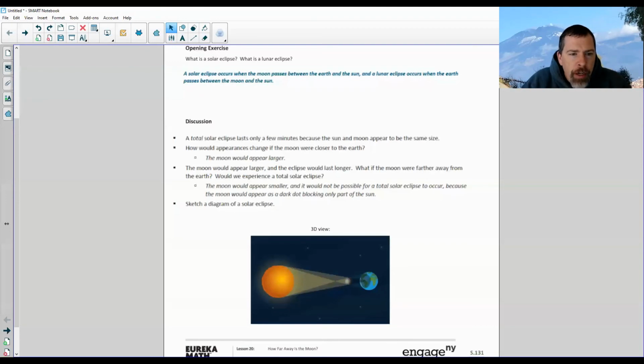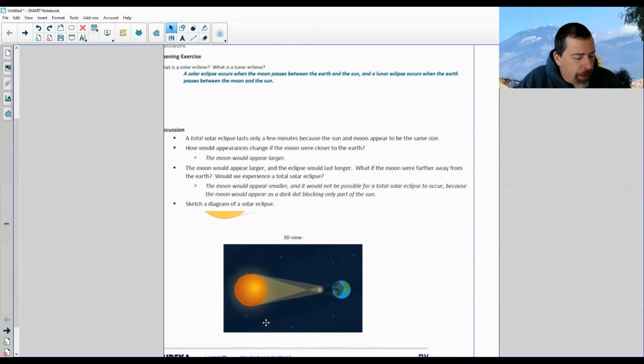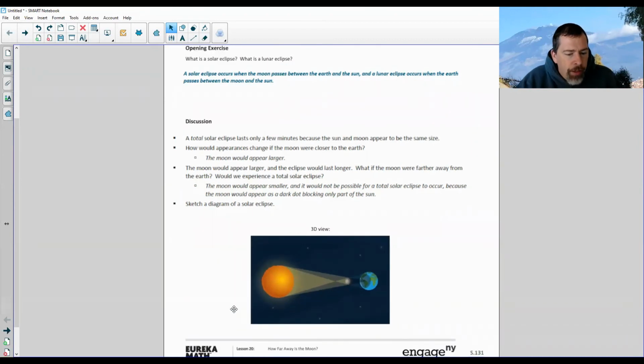Okay, so here's what we're going to talk about. A total solar eclipse lasts only a few minutes because the sun and moon appear to be the same size. Everything is moving. The earth is moving around the sun, and the moon is moving around the earth. So if you can picture the moon spiraling around the earth, as the earth goes around the sun, the moon is going around the earth, which is going around the sun.